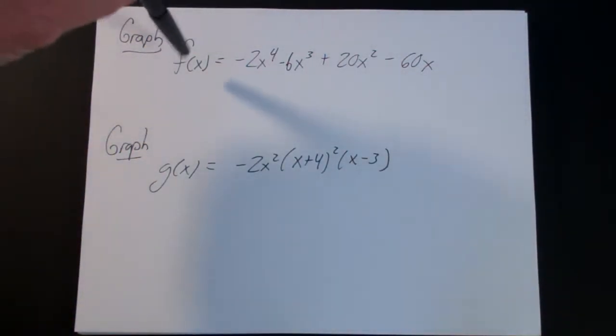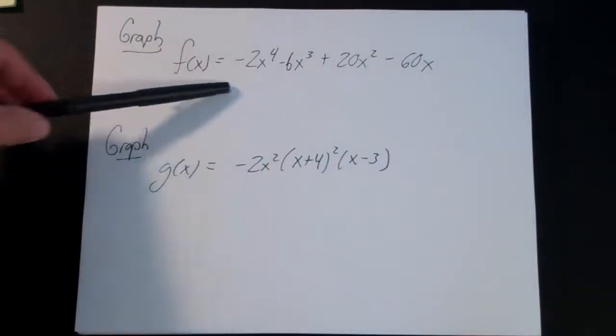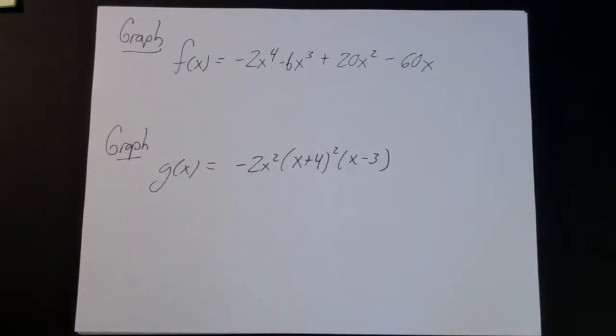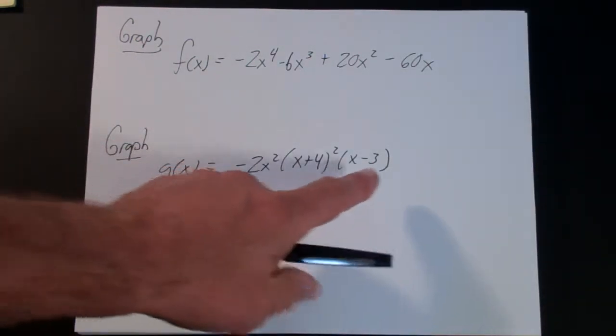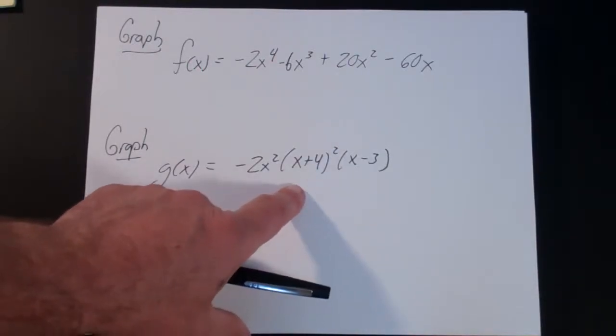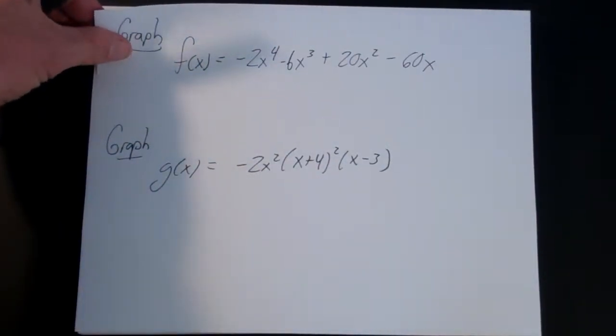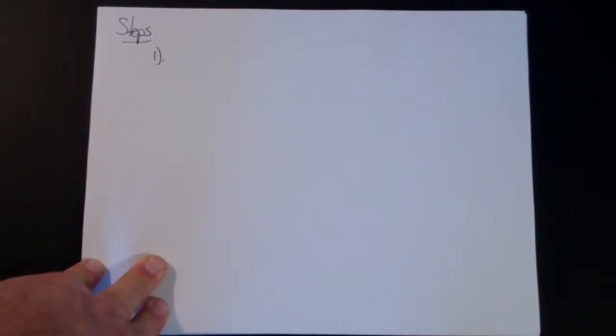The only difference between these two is that this is written in what's called standard form and this is written in what's called factored form. Generally, when a function is written in this form, it's going to be a little bit easier, but the steps are going to be the same. So here are the steps, and that's what we'll go over in this video, and then each video will in turn talk about each one of the steps.